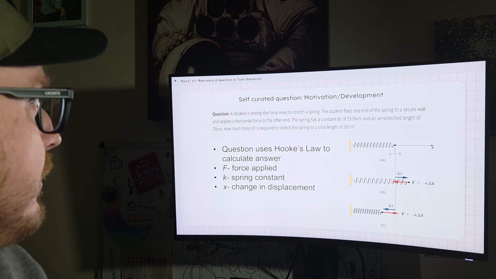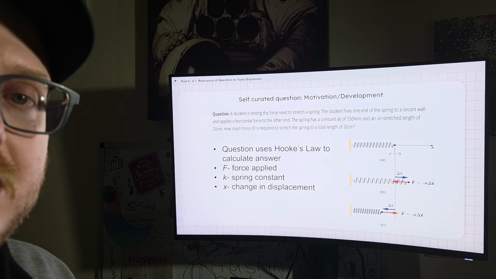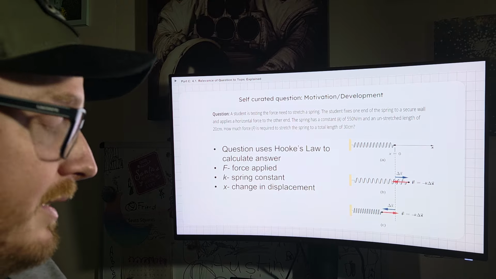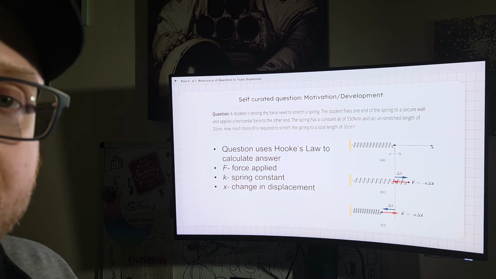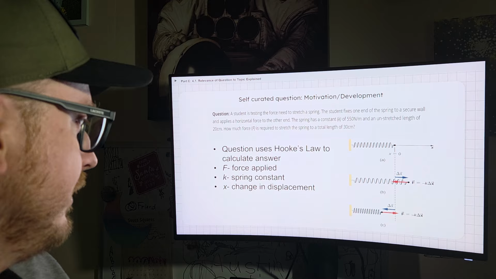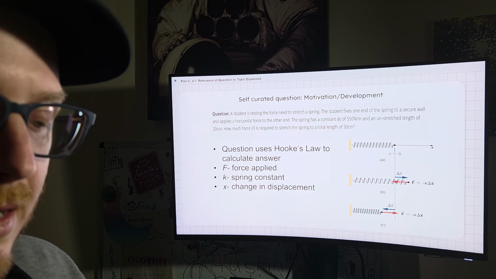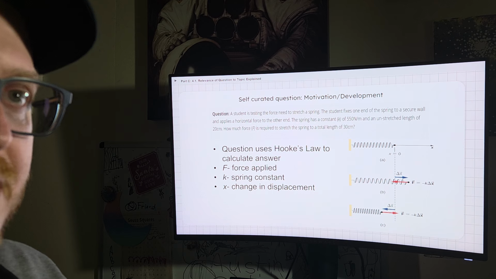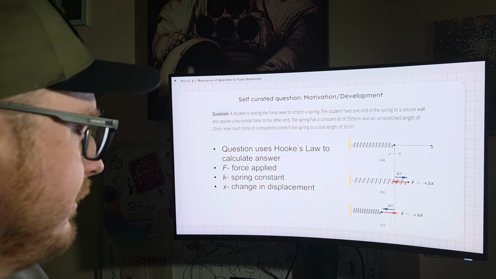The relevance of the question is that it uses Hooke's law, which is F equals K times X, or X times K. You have your F, which is the force, you have your spring constant, which is notated as K, and then you have X, which is your change in displacement, or the initial from the extended, excuse me.